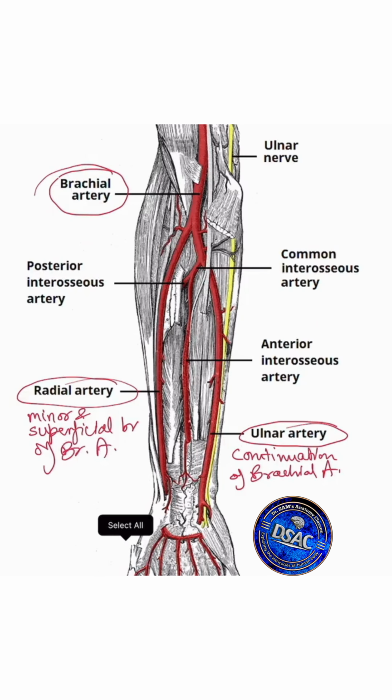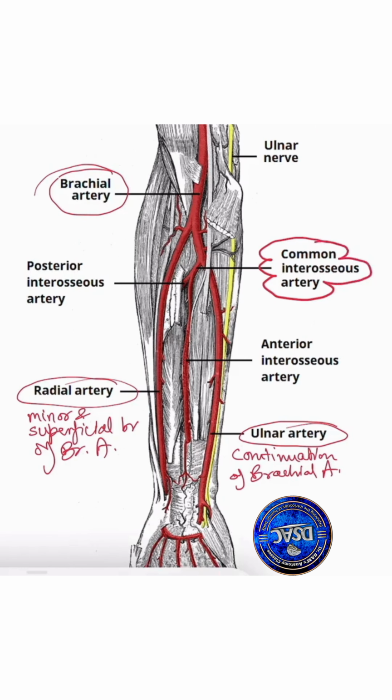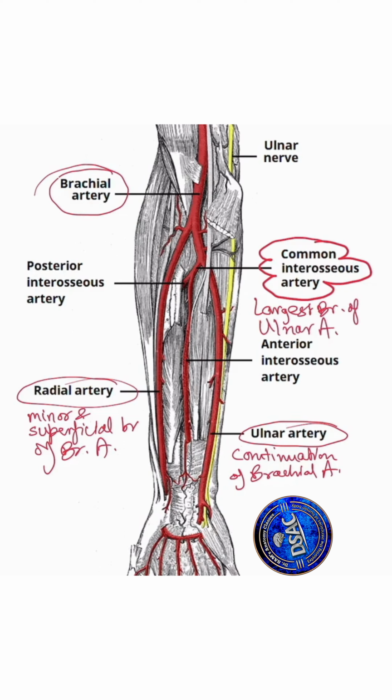Ulnar artery in the forearm gives various muscular, cutaneous, genicular and autonomic branches. But the largest branch from the ulnar artery is the common interosseous artery. Remember this point. It is the largest branch of the ulnar artery, although it's a very small artery.